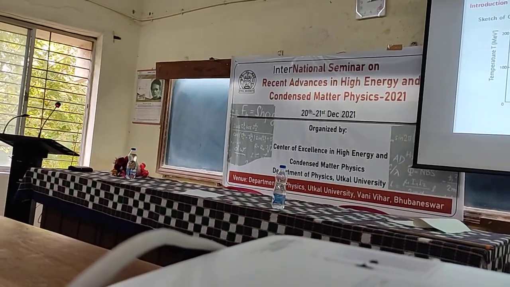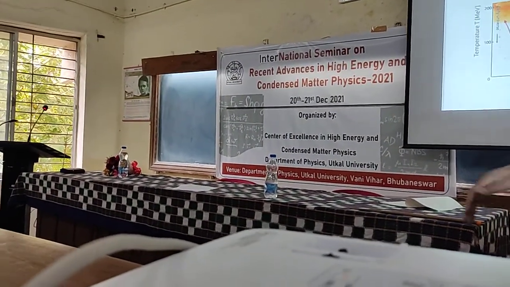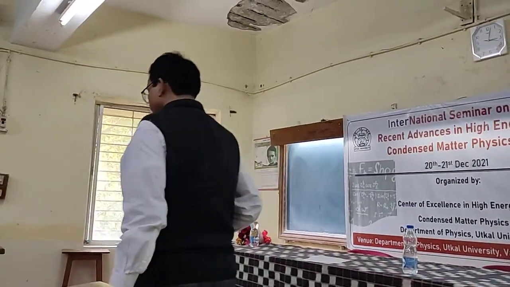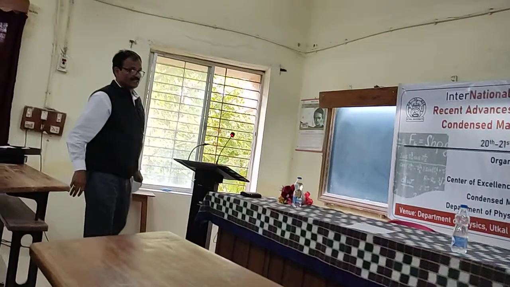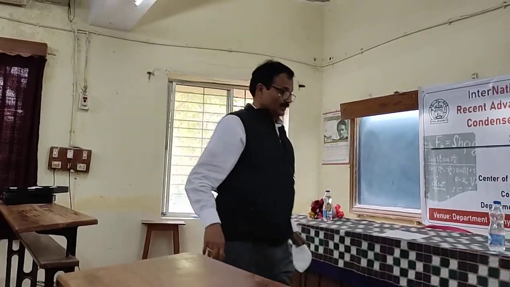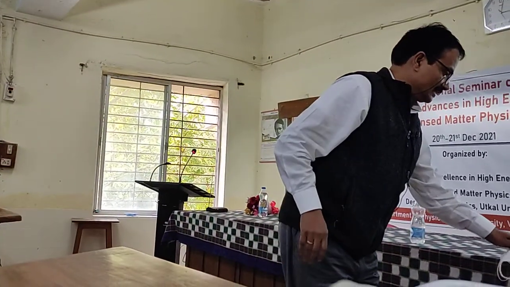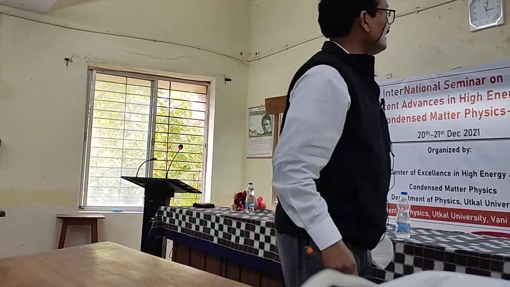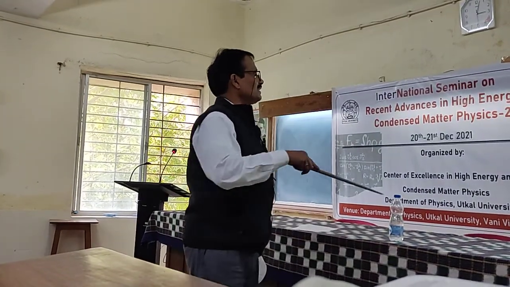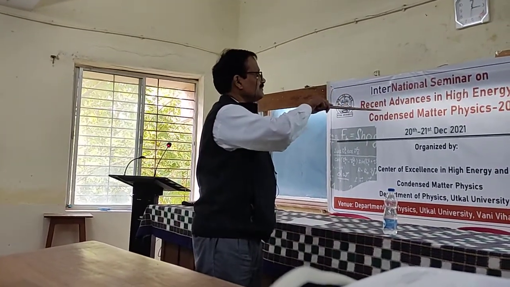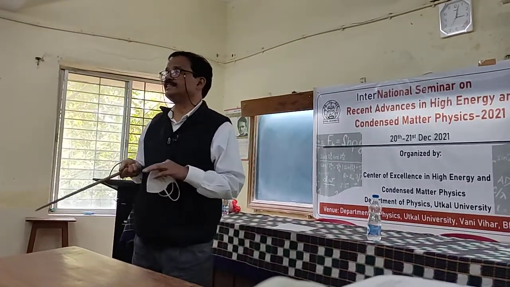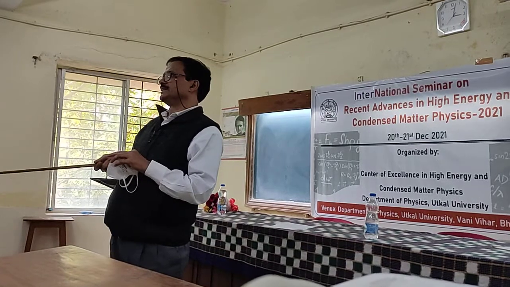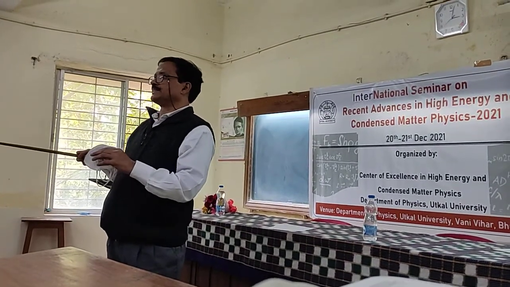Okay, so this is a sketch of the phase diagram of strong interaction. This is a schematic phase diagram, plotted in the plane of temperature on one axis and density on the other axis. This density is the particle number density, that is, how many particles are there.